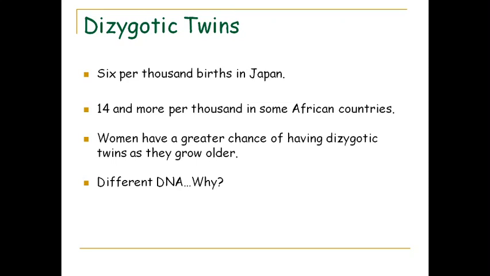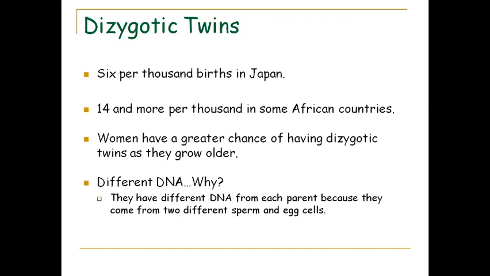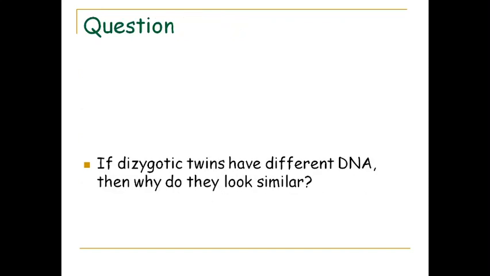So why is it that they have different DNA? Why might dizygotic twins have different DNA? They have different DNA because they are getting two totally different combinations of genes. They're coming from two different sperm cells, two different egg cells. Yeah, they have the same parents, but they are getting two different combinations of those cells. So just like you and your siblings are two different combinations of your parents, dizygotic twins are the same exact thing. So then why do they look similar?